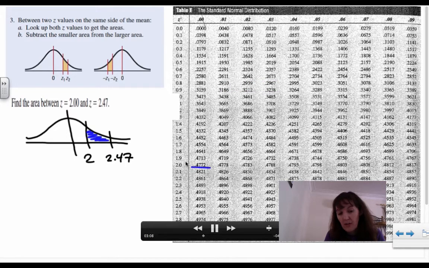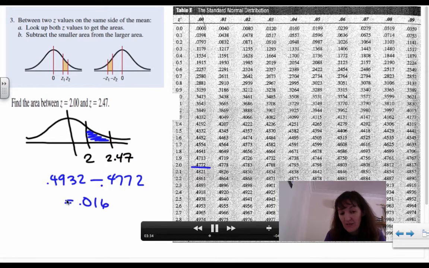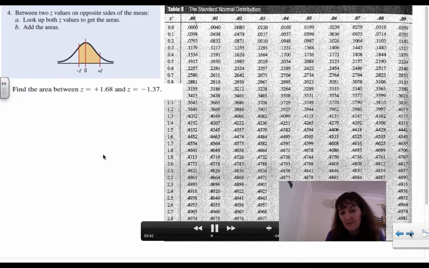So what I'm going to do is look up 2 first, and then look up 2.47. Now, what's really important to note is that these are on the same side of the 0. If I had one on this side and one on that side, then that's going to be a different value. So what I have to do is subtract them from each other, and that will give me the area in between these two. In this case it was 0.4932 minus 0.4772, which is 0.016, or 1.6%.